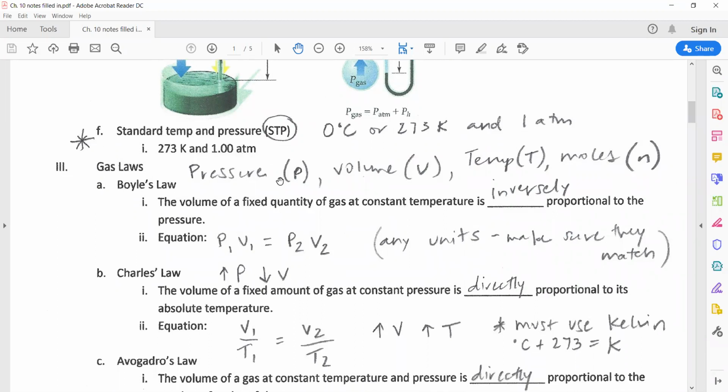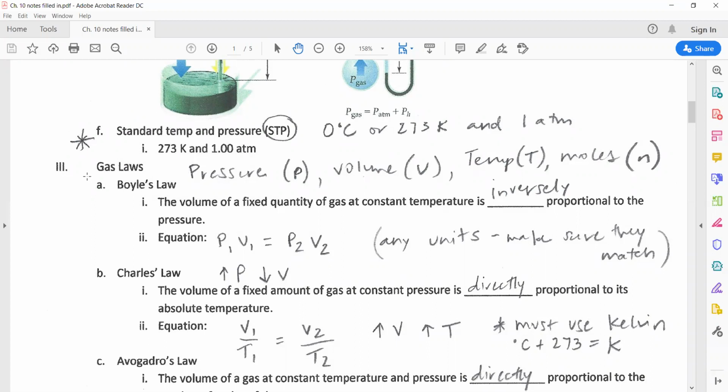variables right here. We've got pressure for P, volume for V, temperature for T, and moles, which will be a little n. These variables get related to one another in what are called gas laws. So there's several gas laws that help us understand the relationship between these.